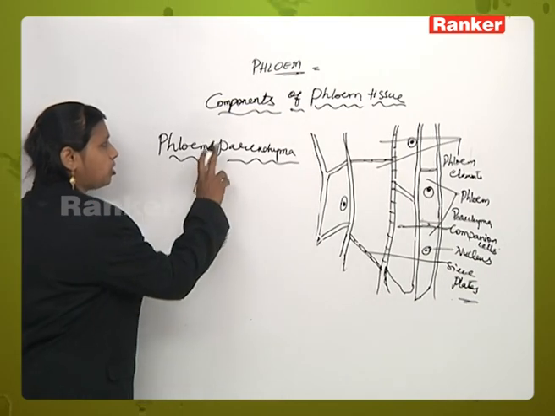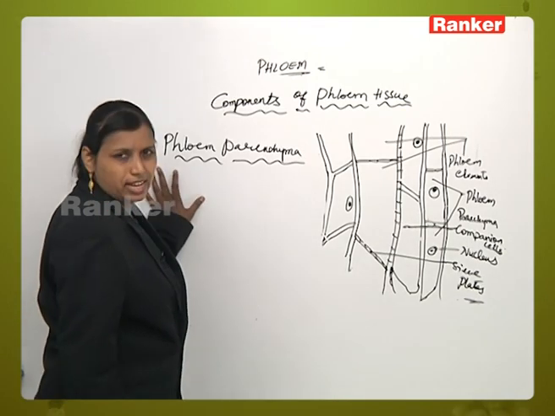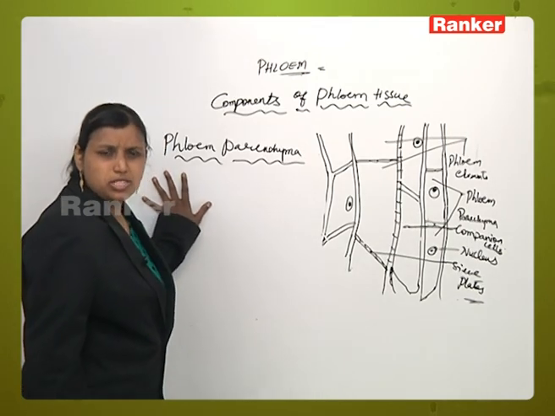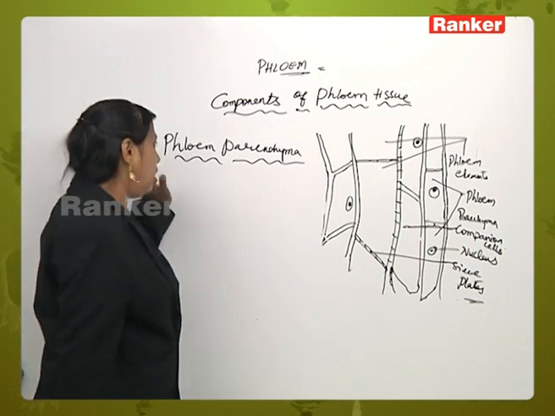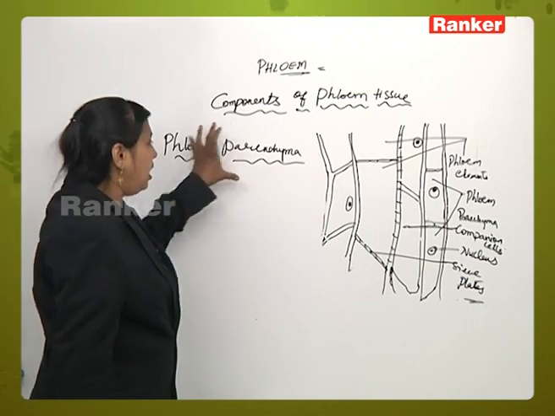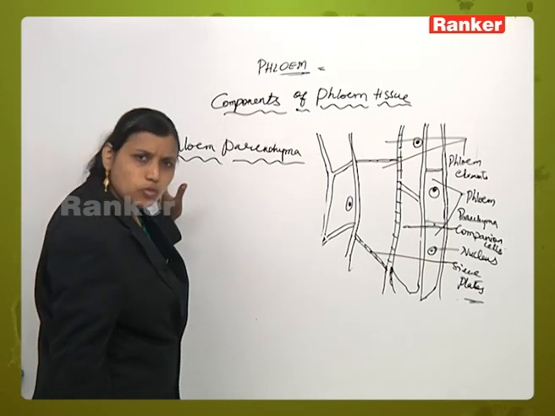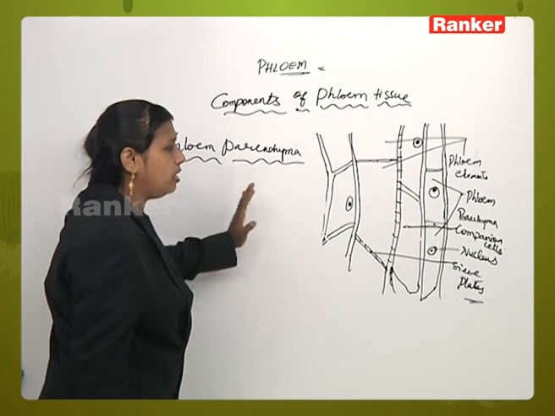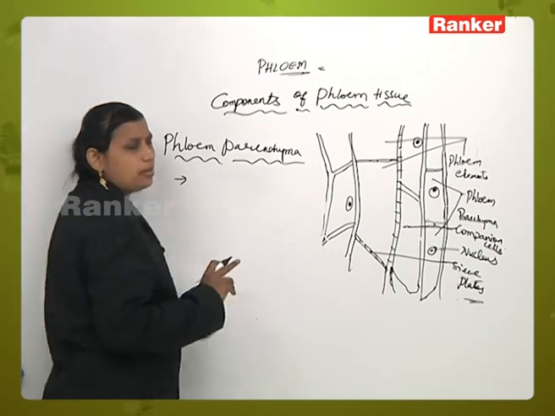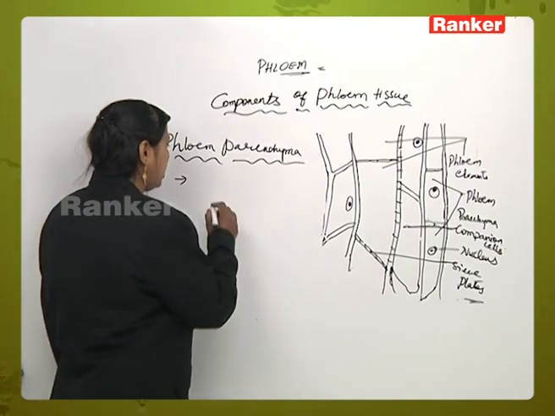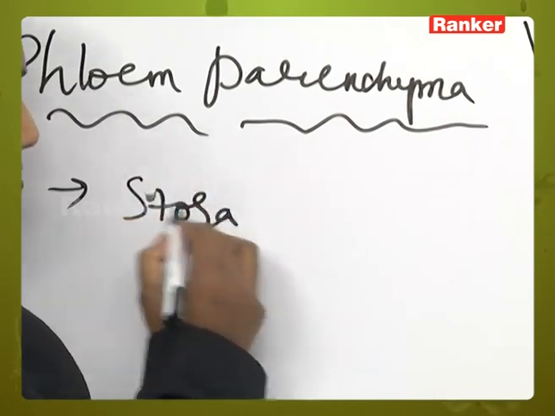Next, one more component of phloem tissue is phloem parenchyma. As we said in xylem, there was xylem parenchyma because the parenchyma is present in the xylem tissue. Now, it is phloem parenchyma because the parenchyma which is associated with or present in the phloem is called phloem parenchyma. What is the function of phloem parenchyma here? It is also helpful in the translocation of food material or storage of food material.